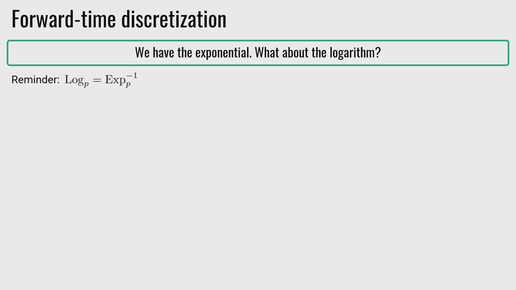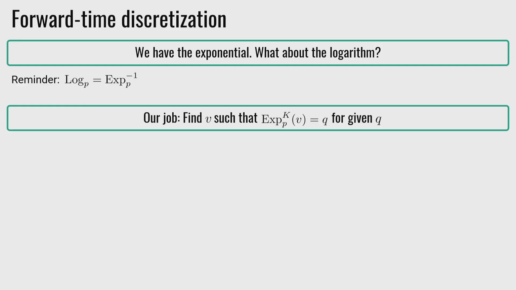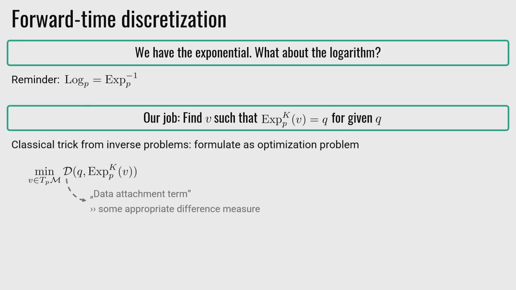And the idea here is again very simple. Remember, the logarithm is the inverse of the exponential. So if we want to compute a logarithm, our job is, given two points, P and Q, to find a tangent vector at my initial point P such that the discrete exponential gives me this point Q. Because it's the inverse, this would be the discrete logarithm, let's say. And what they do in this forward time discretization is a very classical trick from inverse problems. You just formalize it as an optimization problem.